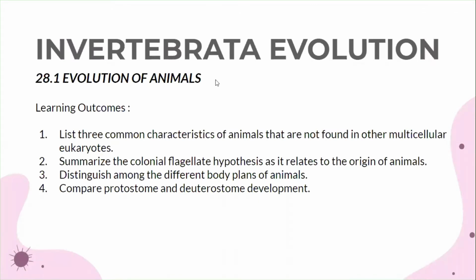When you finish the evolution of animals, you should be able to list 3 common characteristics of animals that are not found in other multicellular eukaryotes. You are able to summarize the colonial flagellate hypothesis as it relates to the origin of animals. You can distinguish among the different body plan of animals, and you can compare protostome and deuterostome development.